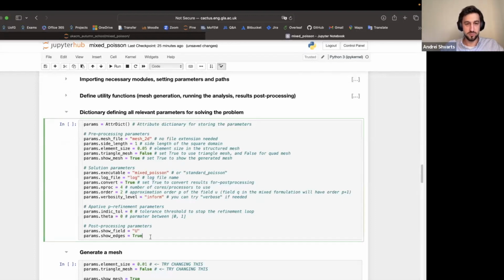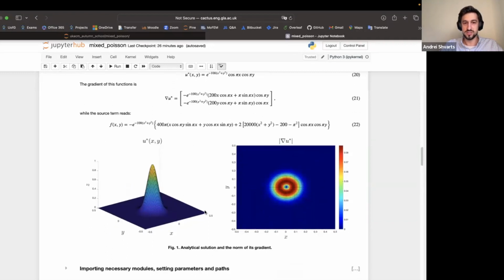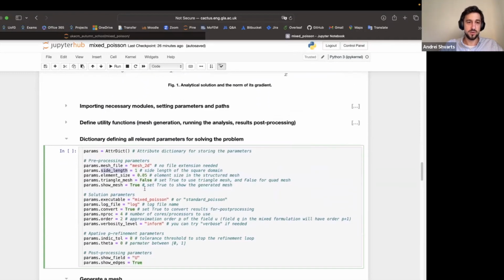But what's actually important and what you can actually try changing are those parameters. So we're going to use an attribute dictionary for storing all the parameters, for pre-processing, for the solution, for the adaptive refinement, and for the post-processing. And here you can see a description of all these parameters. Some of them you don't need to change. For example, the side length of the domain is not something you would be interested in changing because we are working here with the predefined exact solution on this given domain. However, element size and the type of the mesh, triangle or quad, are something you will be able to change.